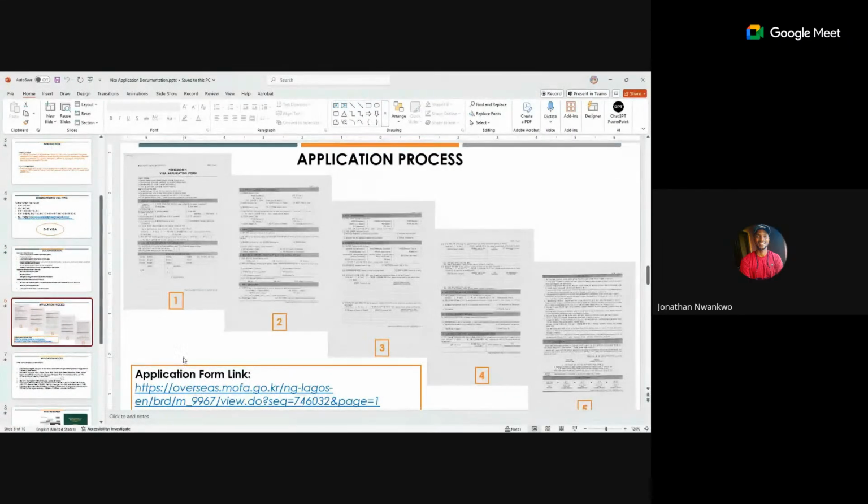Okay, so this is just the application process. I just put the application form showing you the form is actually 5 pages, and you can see the link there. You can also click on that link, or copy the link and go through it to download the form so that you study and know the content and what is required in it. Next slide, please.